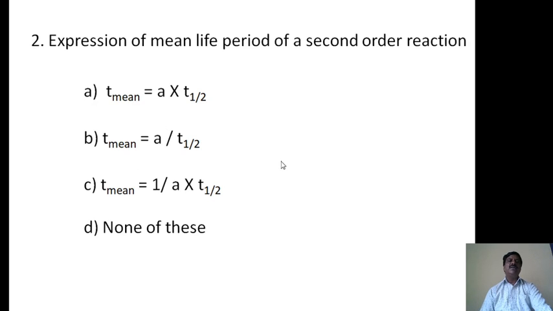Then the second question: expression for the mean life period of a second order reaction. First option, T mean is equal to A into T half. B option, T mean is equal to A into A divided by T half. Then C option, T mean is equal to 1 divided by A into T half, and D option is none of these. I will give you 10 seconds. You have to choose the correct option.